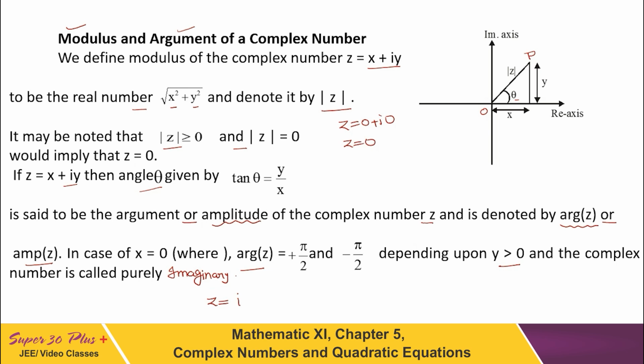It is iota y. Depending upon y, we can write argument plus pi by 2 or minus pi by 2, but the complex number is purely imaginary. So here we can understand the basics of modulus and argument of a complex number.